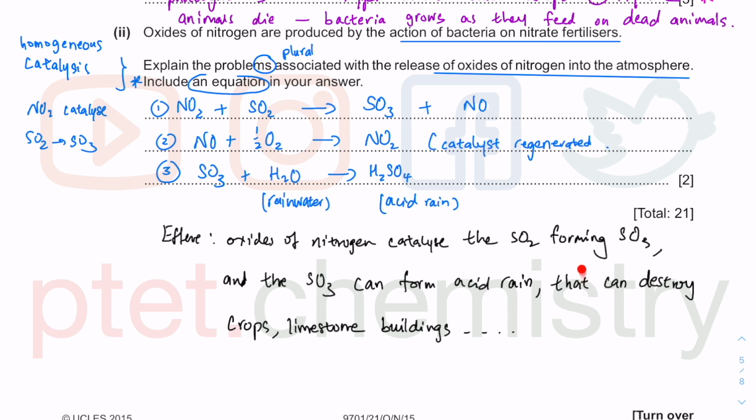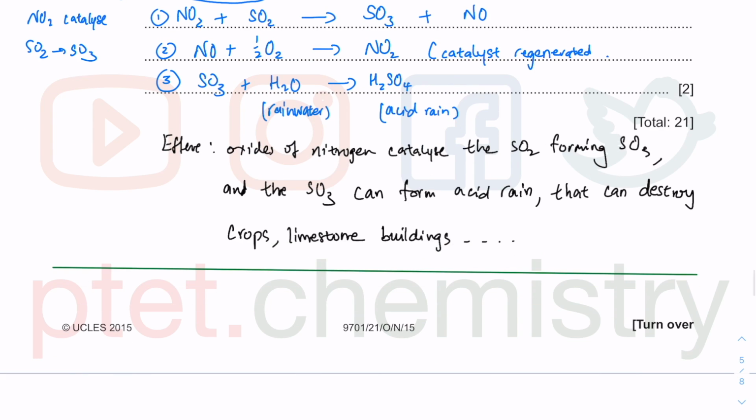Talking about the effect in terms of the NO2 forming acid rain is possible. There's another answer that's possible here. I've only talked about the homogeneous catalyst, where the NO2 is in the same state as the gaseous SO2 when they catalyze this whole process. But of course, you could have gone for the other option where the NO2 forms acid rain. So you could have gone for just one equation: NO2 plus H2O. This is a disproportionation reaction.